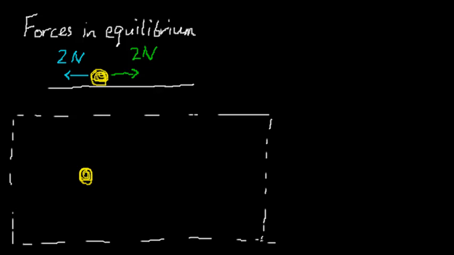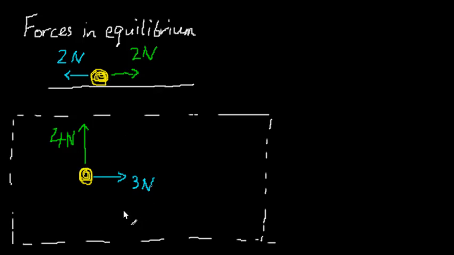Let's say I now apply a force in this direction, a force of 3 newtons. Now my friend wants to apply a force at right angles. He wants to apply a force of 4 newtons. So clearly they're not in equilibrium. The ball will start moving somewhere, in a direction roughly in between the two forces.